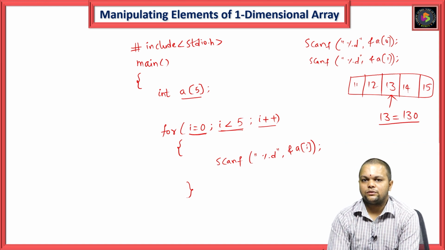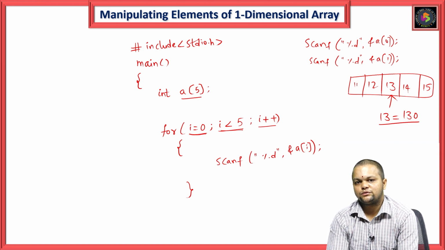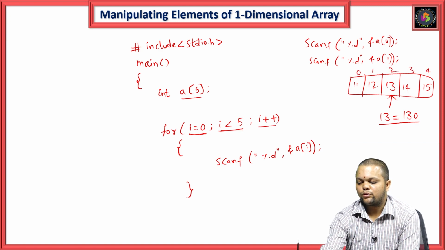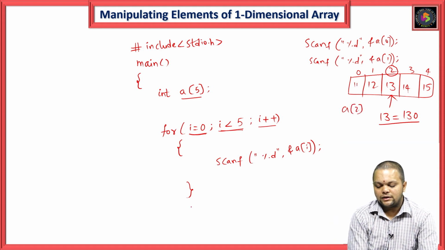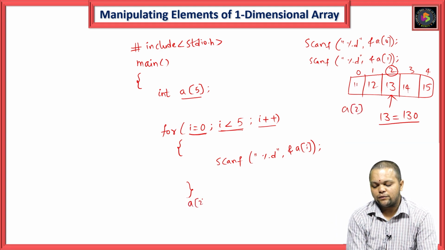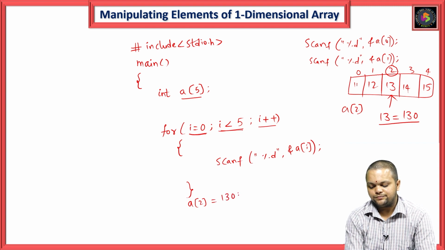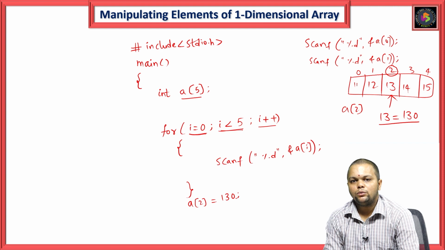Where is 13 stored? At which index number is 13 stored? See, this is 0, this is 1, this is 2, this is 3, this is 4. So 13 is stored at a location which is called 2. So it's nothing but A of 2. If I want to change that particular value, I'll modify it directly. If I want to modify a single element, A of 2 equal to 130.